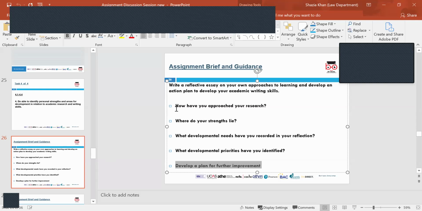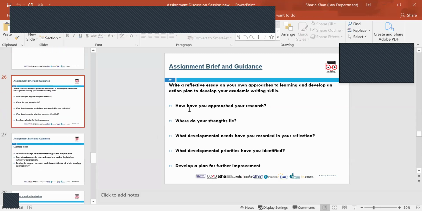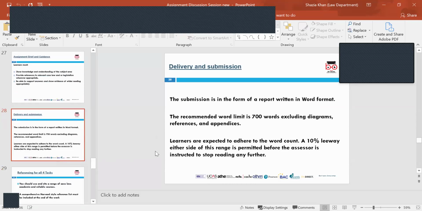There's 5 parts to make sure you're not changing each one, and you're using the same wording there as well. There's 5 parts to it, and the learners here again need to demonstrate knowledge and understanding, and the delivery is 700 words for that. The submission is in the form of a report in Word format, and the recommended word limit is 700 words excluding diagrams, and again you have the 10% leeway.